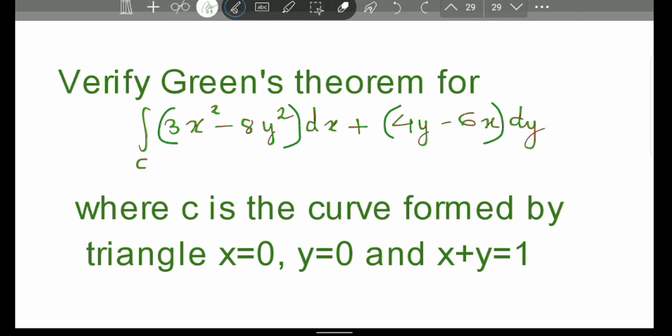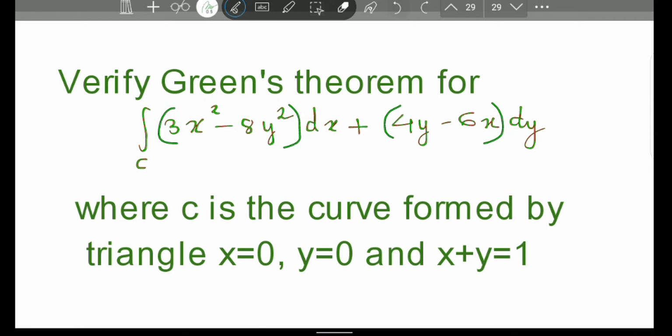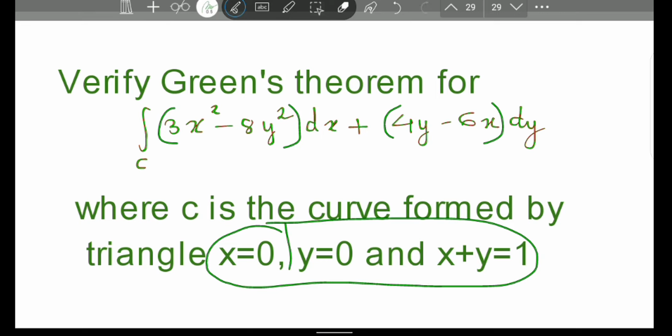Let us verify Green's theorem for the integral 3x squared minus 8y squared dx plus 4y minus 6x dy. So we want to verify Green's theorem for this integral, and when we say Green's theorem, we need a closed curve. In this case, the closed curve is a curve formed by the intersection of three lines: x equal to 0, y equal to 0, and x plus y equal to 1.